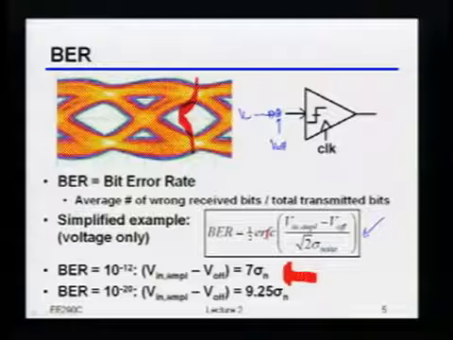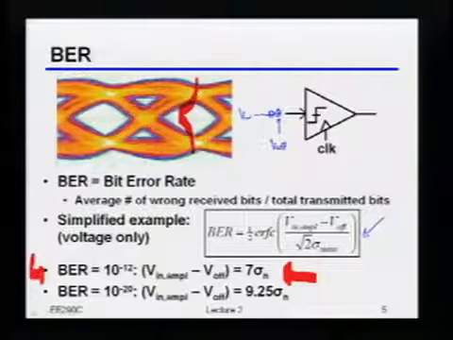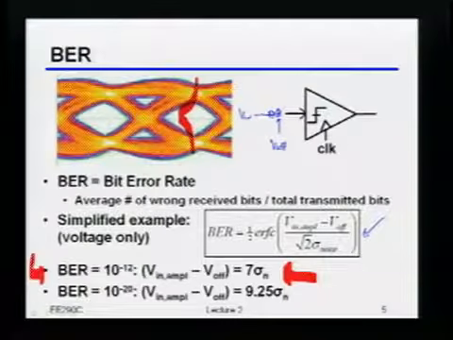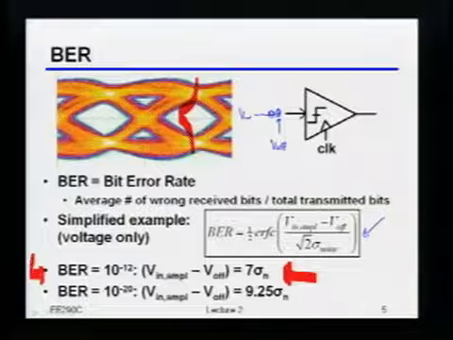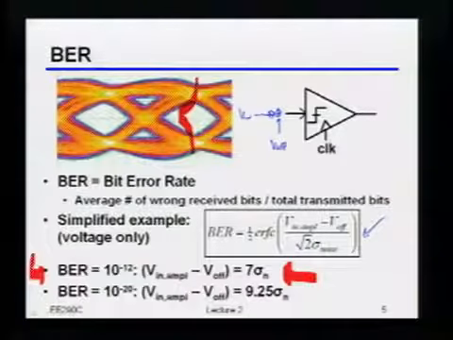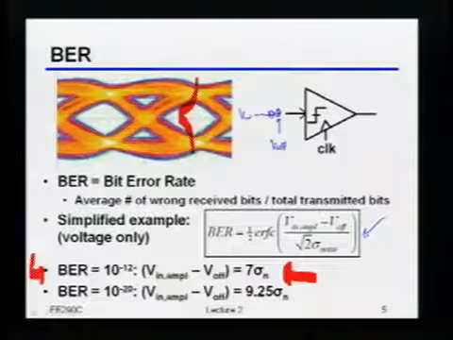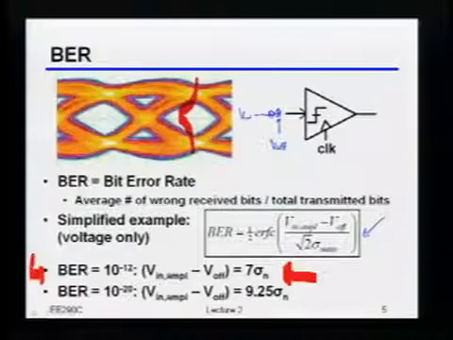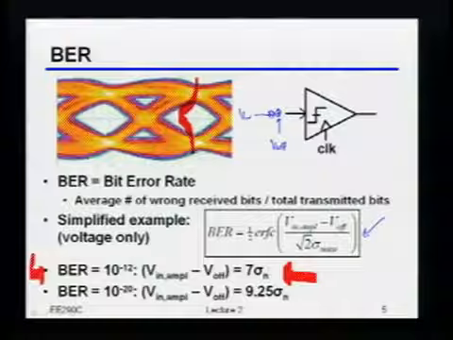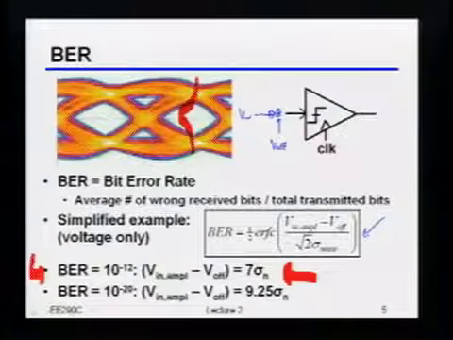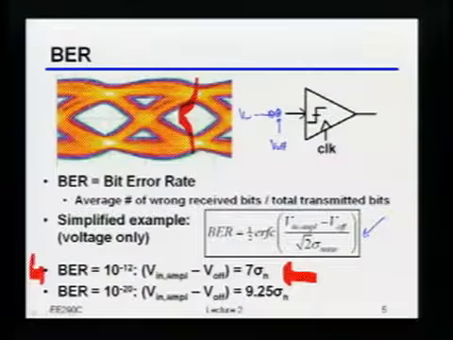Now, by the way, you'll notice that I quoted only bit error rates like 10 to the minus 12 or 10 to the minus 20. That turns out to be a typical range for where high-speed links operate. Okay, so why is that? Why is it that people typically operate in this 10 to the minus 12, 10 to the minus 20 bit error rate range? Anybody have an idea?